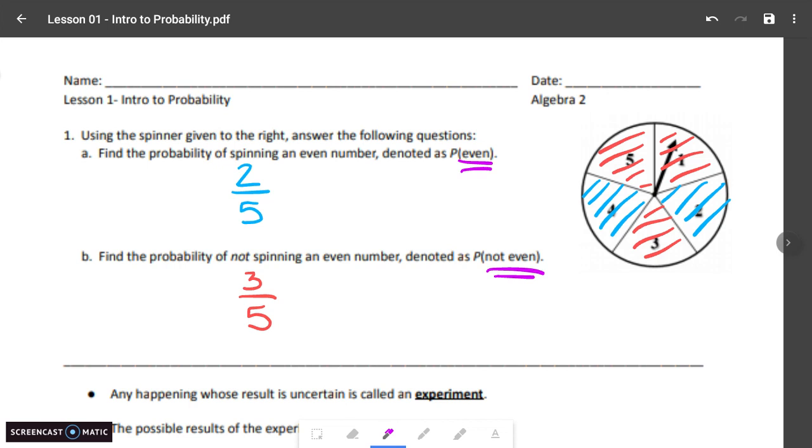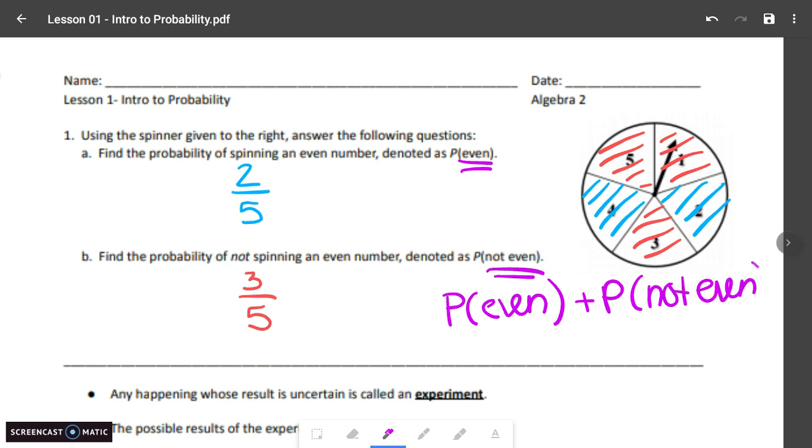Okay, so with that being said, the other thing you should notice about complements is that the probability of even plus the probability of not even will always equal 1. Because think about it, 2/5 plus 3/5. The evens we said was 2, and the not evens, there's 3 of them total. So that gets us 5 out of 5, because you're doing one scenario and then the opposite, the not of that. So that's always going to equal 1. It's just something you should keep in mind that we will get into a little later.